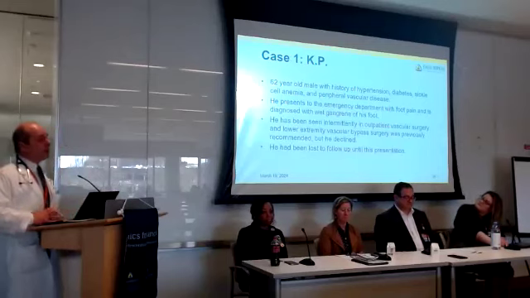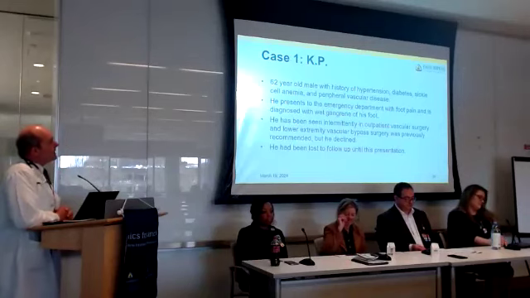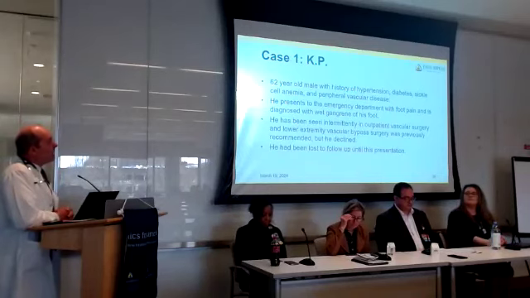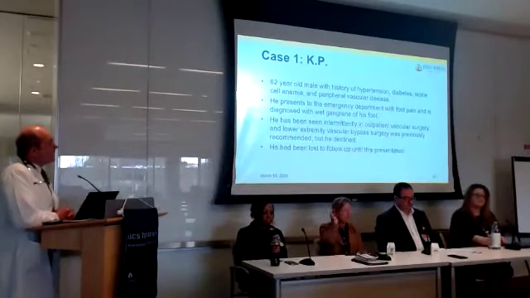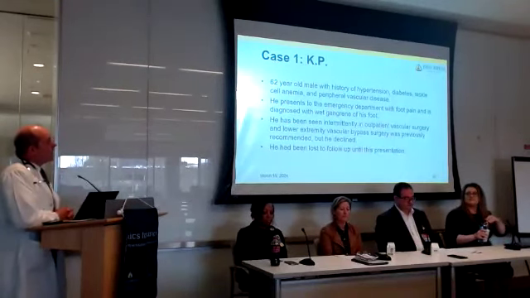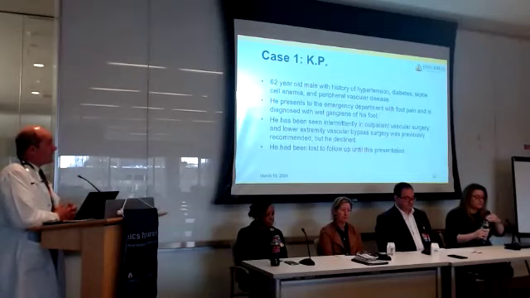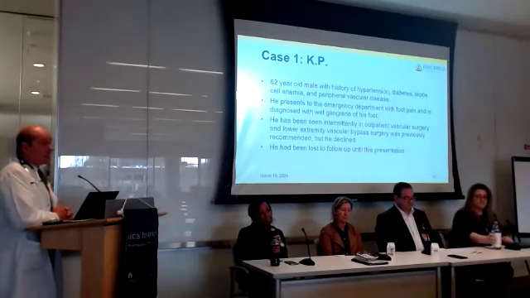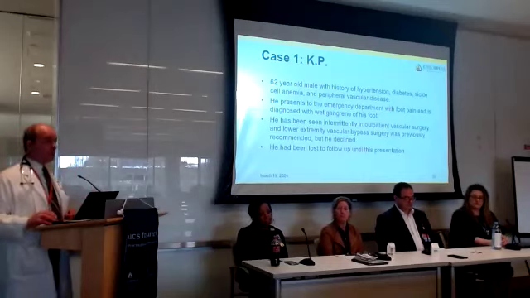This is KP. He's a 62-year-old male with a history of hypertension, diabetes, sickle cell anemia, and peripheral vascular disease. He presents to the emergency department with foot pain and is diagnosed with wet gangrene of his foot. He has been seen intermittently in outpatient vascular surgery, and those surgeons have previously recommended lower extremity bypass surgery. But at those outpatient visits, he had declined that. He has now been lost to follow-up. He hasn't continued to go to the vascular surgery appointments up until this presentation in the emergency department.